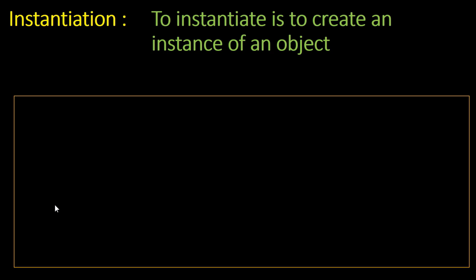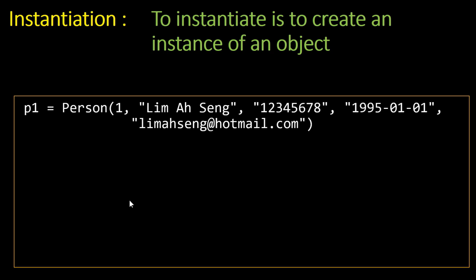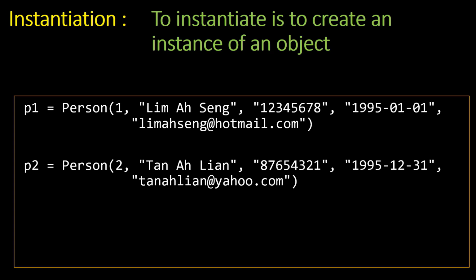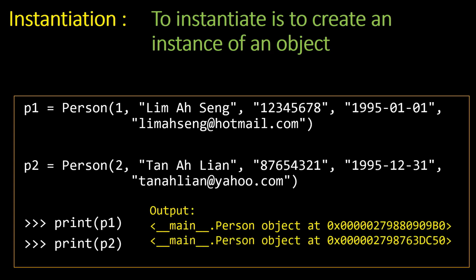To instantiate is to create an instance of an object. We can assign P1 to a person object with an ID of 1, the name Lim Ah Seng, a handphone number 1234567, and the date of birth and his email address. And we create another instance P2 of Tan Ah Lian with a handphone number, date of birth, and email address. Now, when we try to print these two objects, the output will point you to a memory space. So these two objects will occupy two different memory addresses.